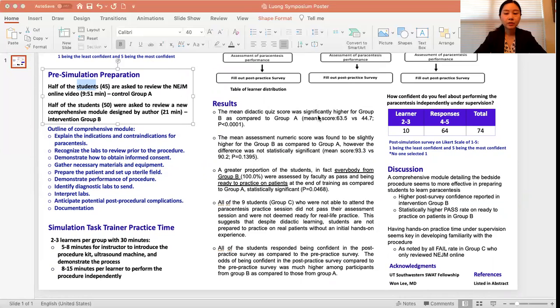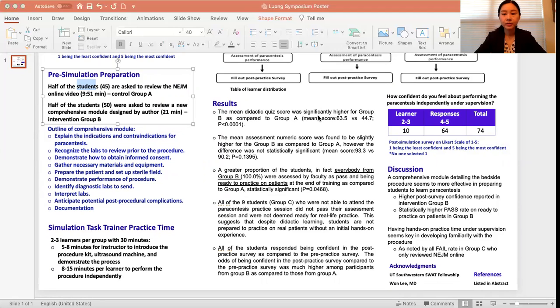Afterwards, all of the students responded being more confident in the post-practice survey. Around 64 out of 74 students replied on a Likert scale of 4 to 5 that they were ready to practice.